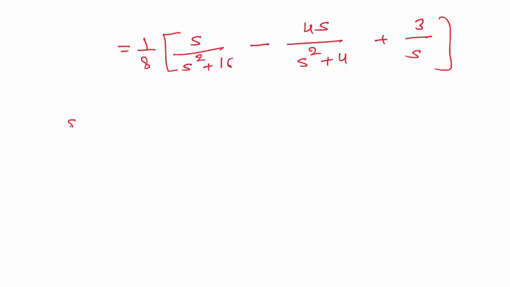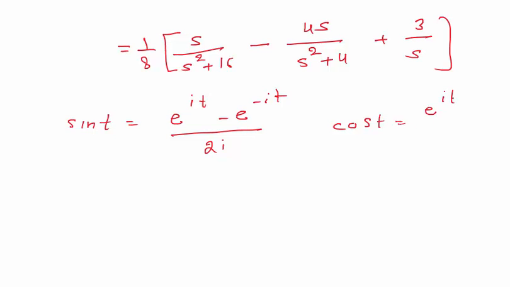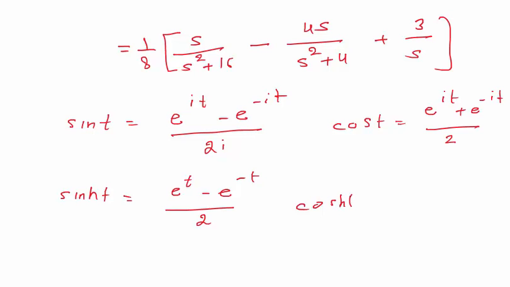So one formula which we understood here is that sin t can be written as e raised to it minus e raised to minus it divided by 2i. Similarly, I can write cos t as e raised to it plus e raised to minus it divided by 2. Now in sin t I have 2i and in cos t I have only 2, and in hyperbolic function I have sin hyperbolic t as e power t minus e power minus t divided by 2, and cos hyperbolic t as e power t plus e power minus t divided by 2.